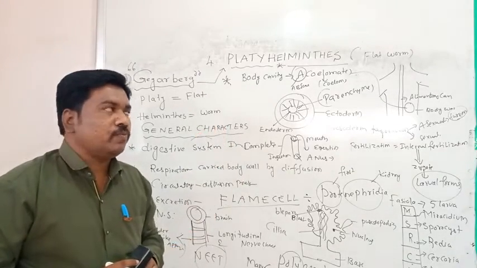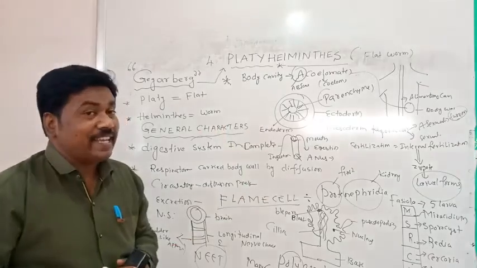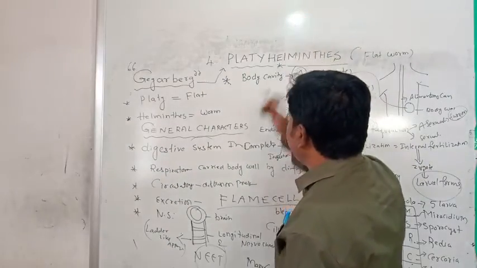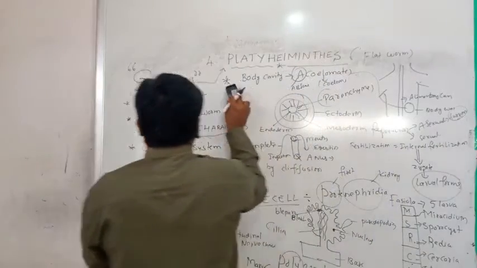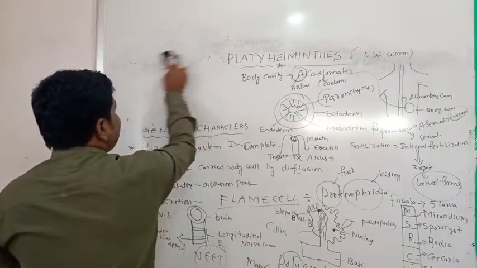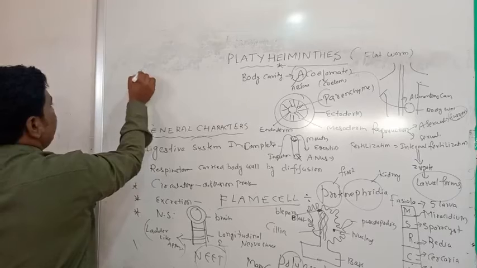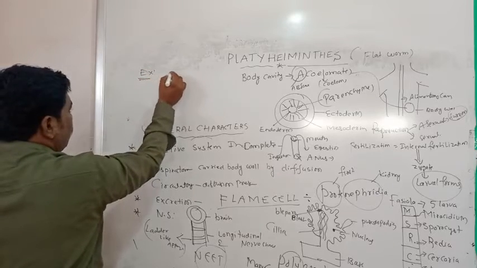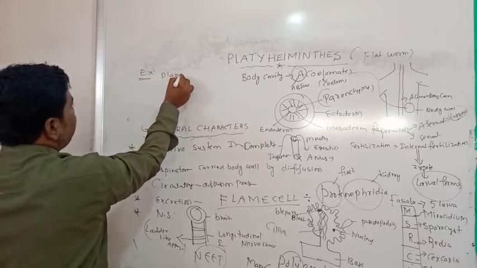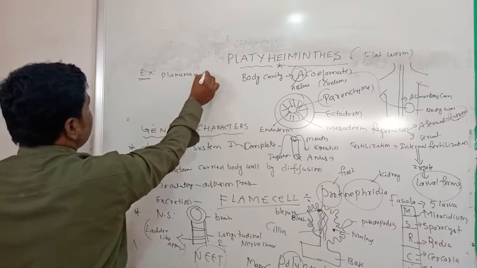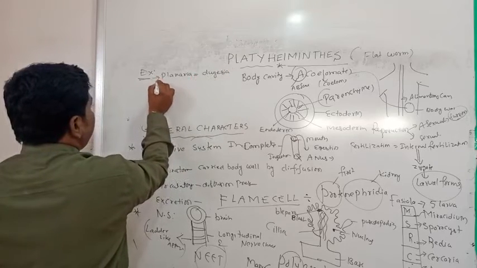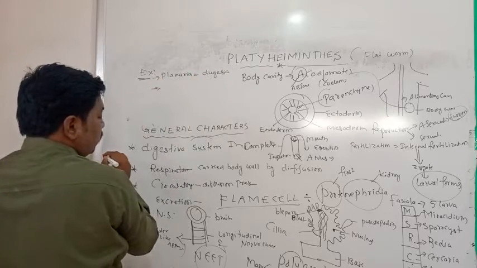So thank you very much for watching this video, beta. What are the examples of the Platyhelminthes? So here I am writing, beta, examples. Examples are most important for the examination. What are the examples of the Platyhelminthes? The examples are Planaria. So this is the Planaria. It is also known as Dugesia. Okay, right?